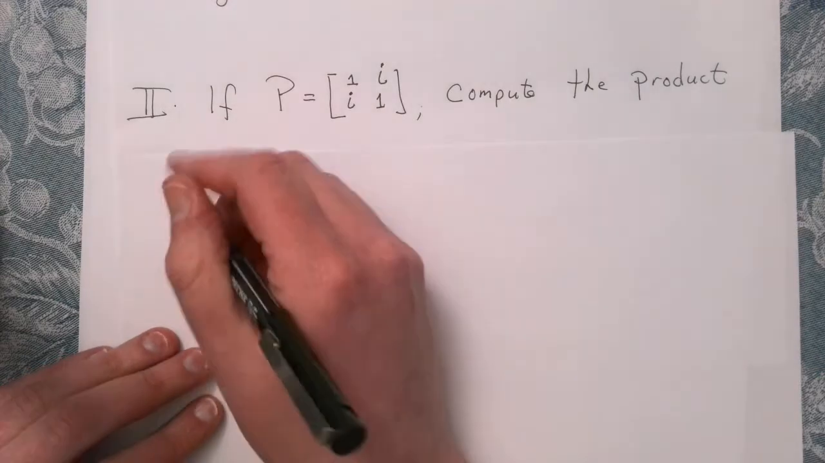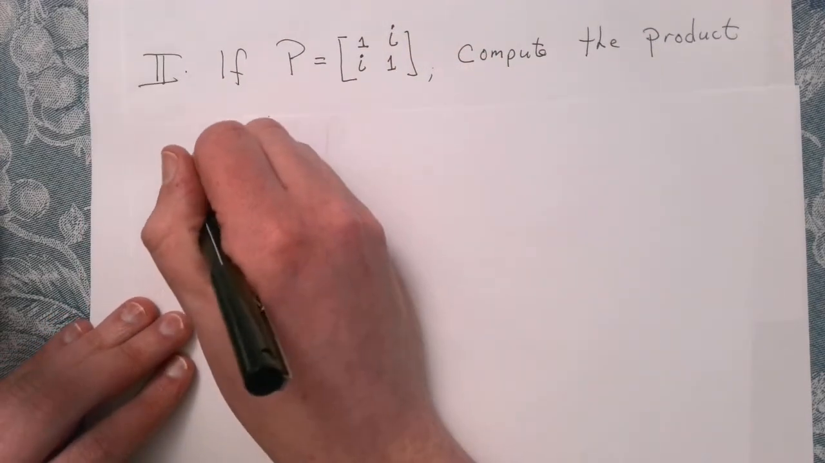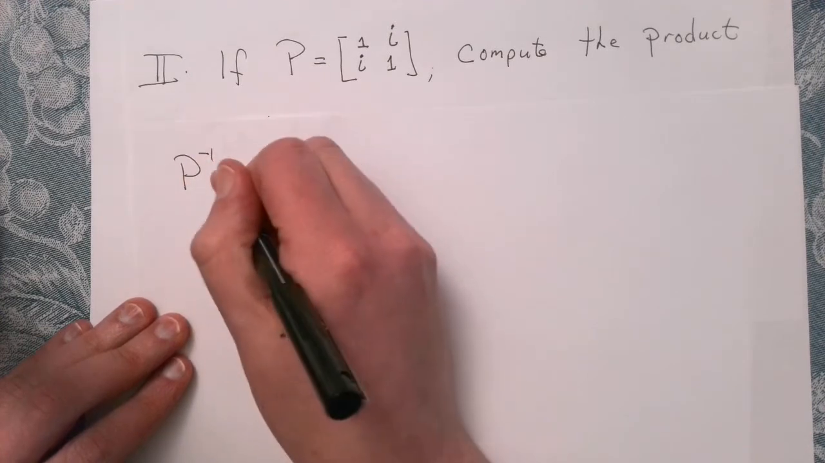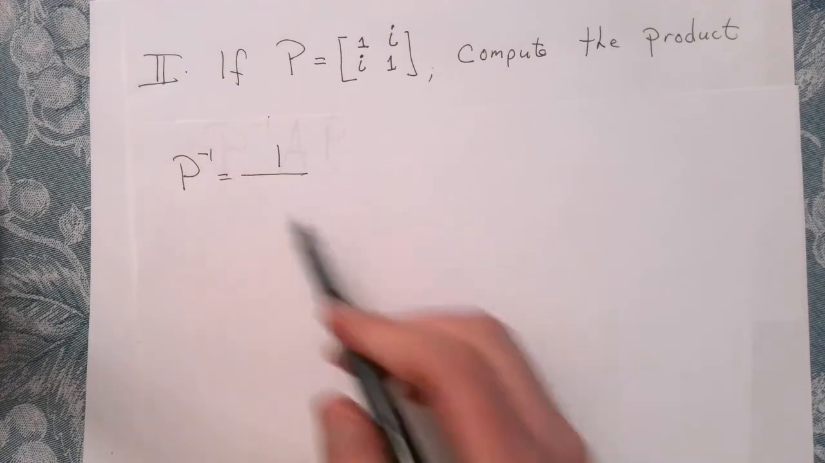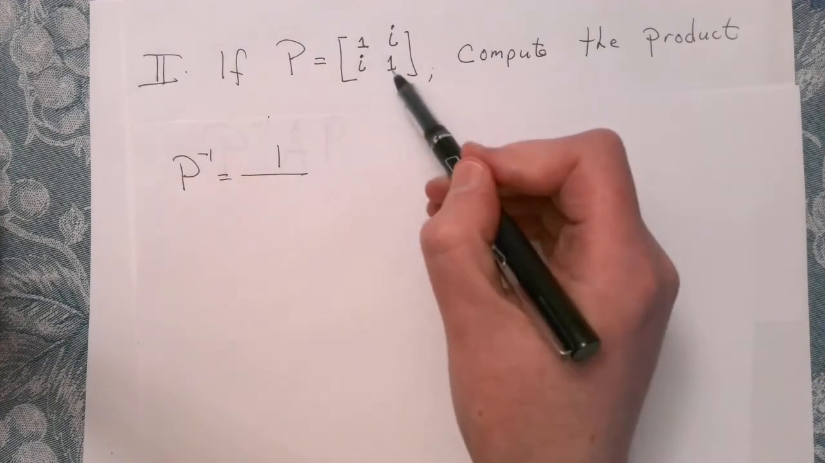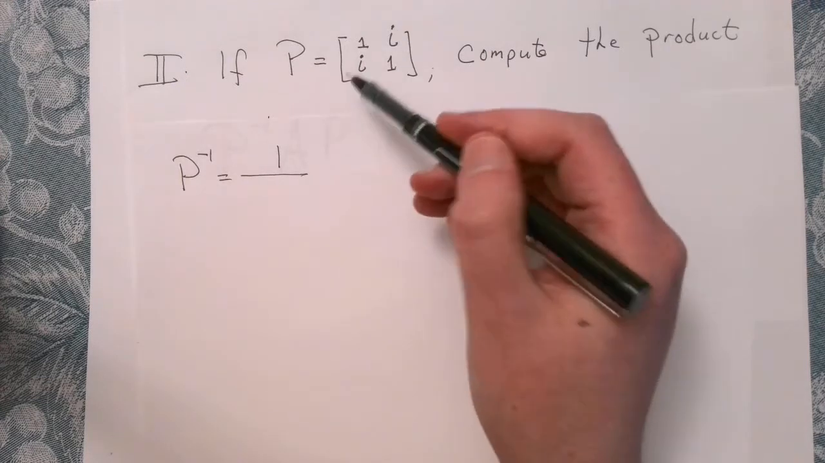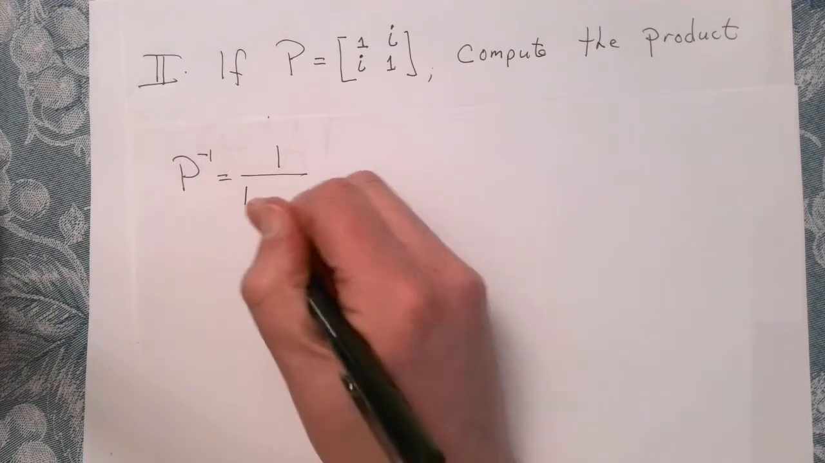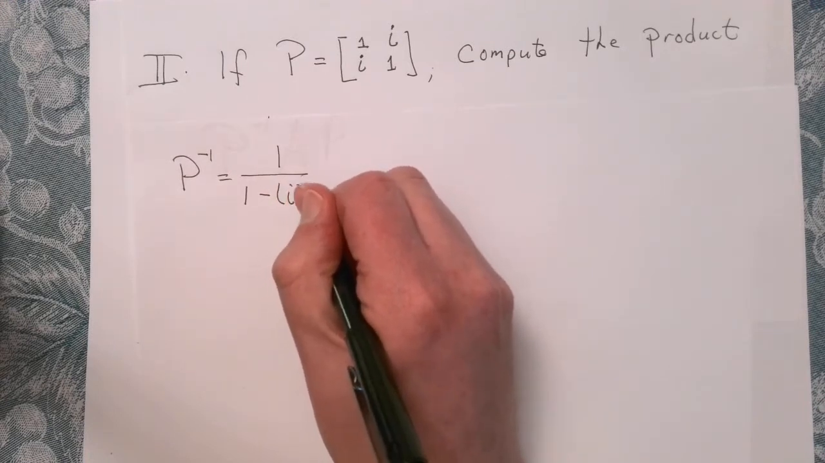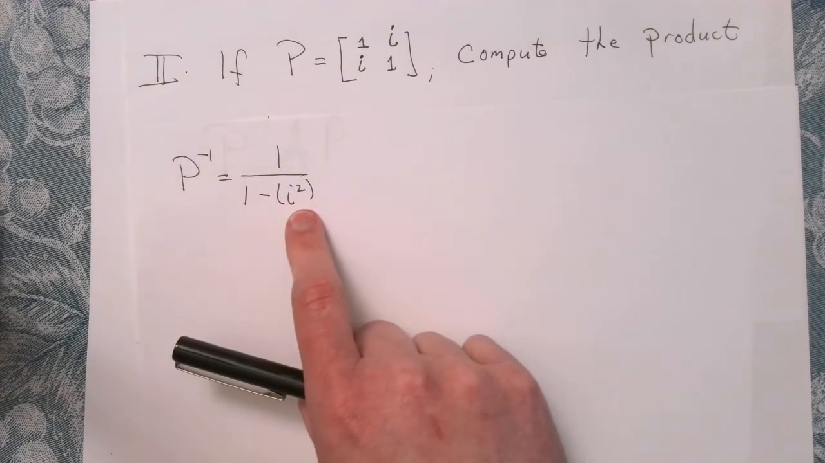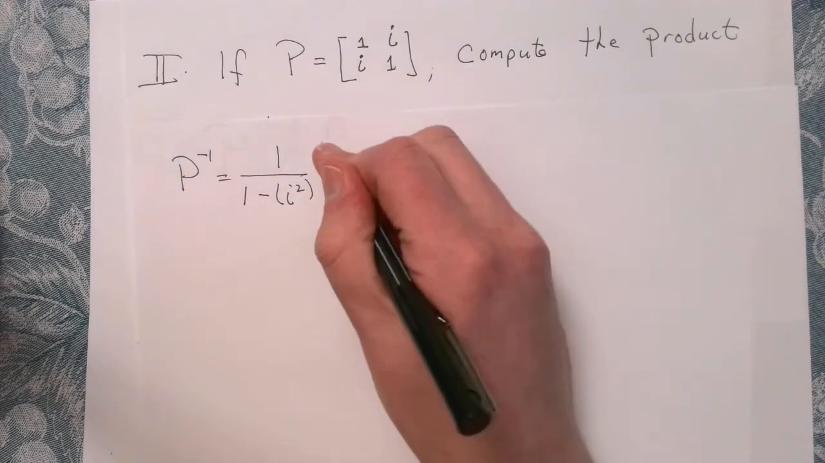Okay, so first it would probably be nice to have P inverse, right? So remember how to find the inverse of a 2 by 2 matrix. This is 1 over the determinant of P. The determinant of P would be product minus product. So watch what happens, though. If I've got product minus product, that's going to be 1 squared minus i squared. But i squared is minus 1. So this will just really be 1 over 1 plus 1, or 1/2.